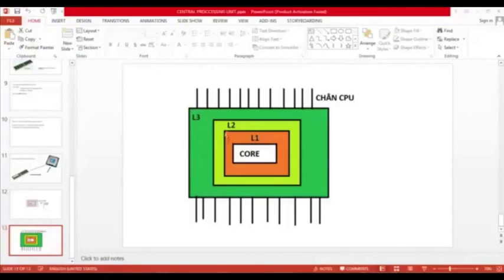Rồi, L2 và L3 cache của chúng ta như các bạn thấy tiết diện nó rất lớn. Đây là L2 cache, nguyên vùng này nằm phía trên. L3 cache nằm phía trên L2 cache, nguyên vùng này, cho nên dung lượng L3 cache sẽ lớn hơn L2 cache, và L2 cache có dung lượng sẽ lớn hơn L1 cache.